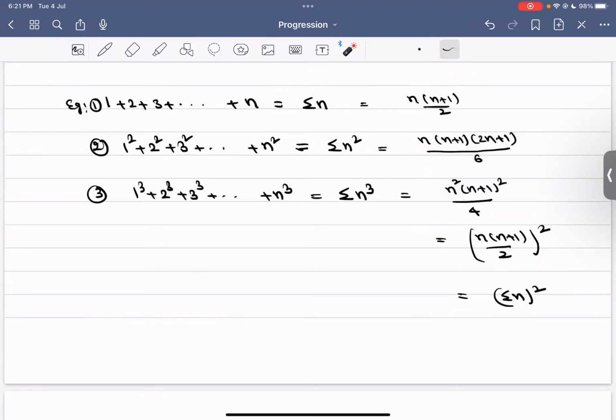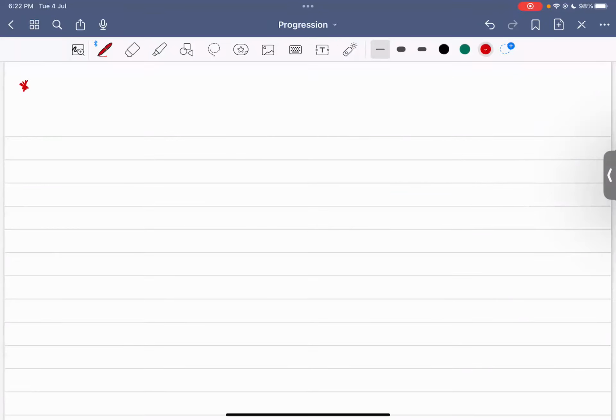So to prove that result, our result is 1 square plus 2 square plus 3 square plus etc. up to n square is equal to n into n plus 1 into 2n plus 1 by 6. So this is the result. To prove this result, consider the solution or proof.